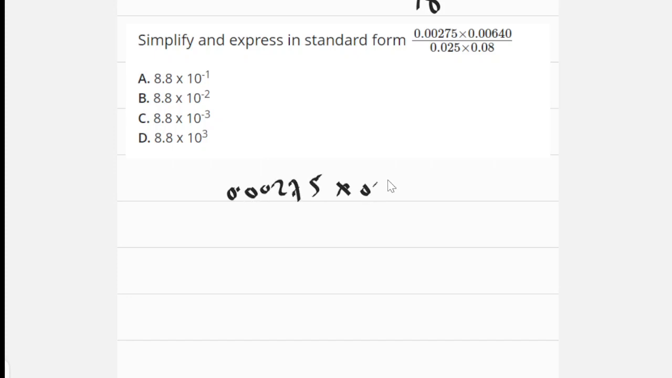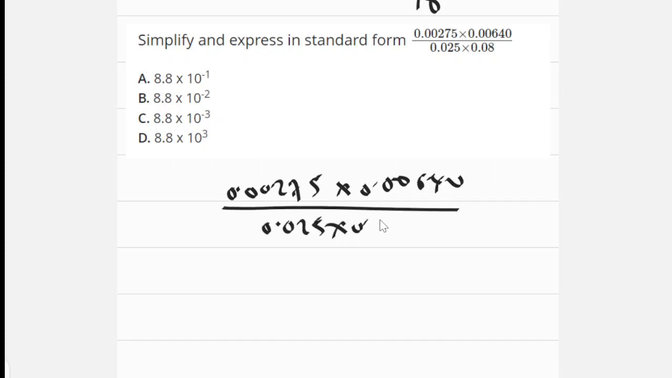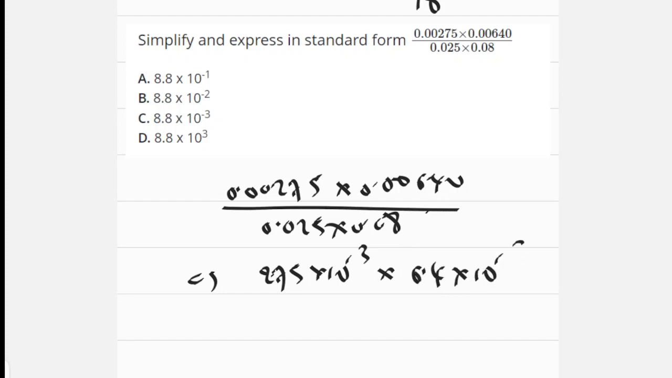0.00275 times 0.00640 divided by 0.025 times 0.08. If I were you, I wouldn't stress myself. So this guy will be what? 2.75, convert it to standard form. 2.75 times 10 raised to the power minus 3, right? Times 6.4 multiplied by 10 raised to the power minus 3, again in standard form.